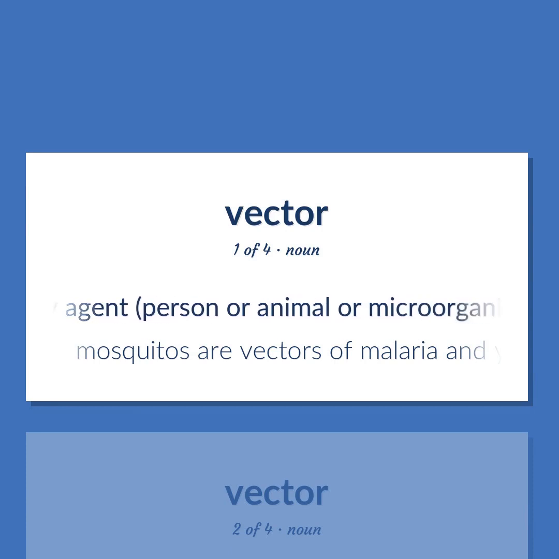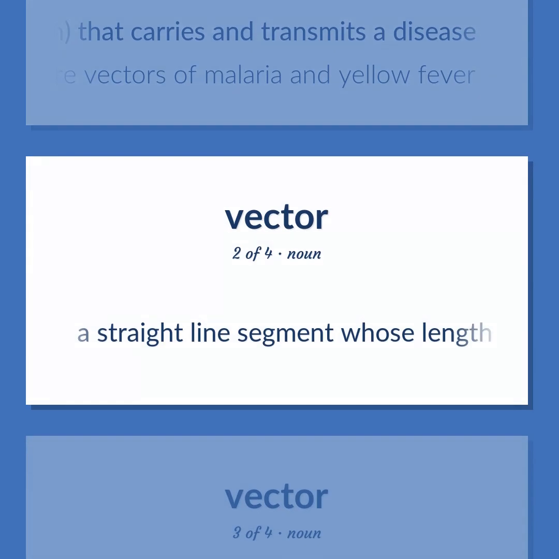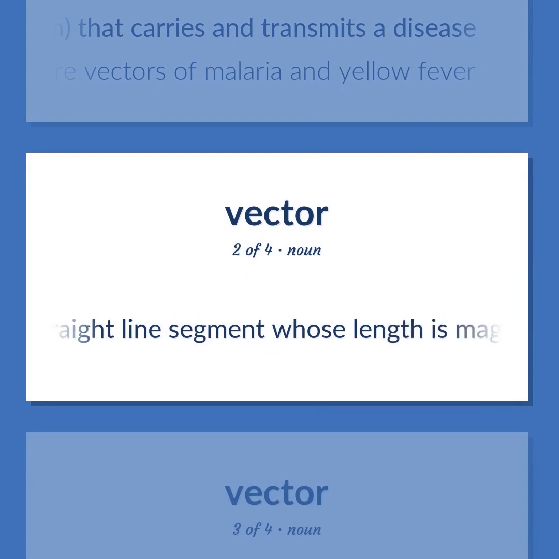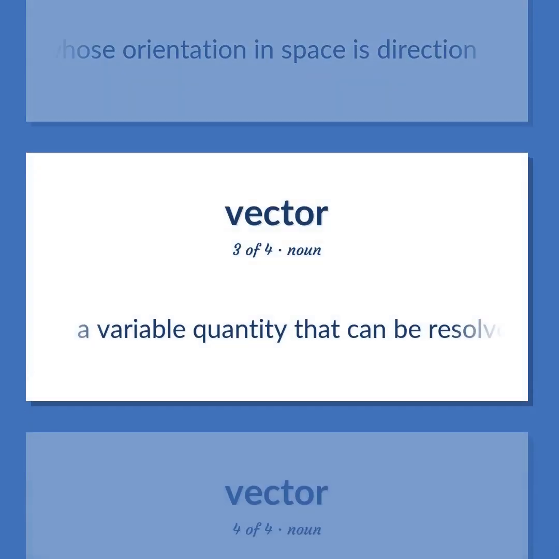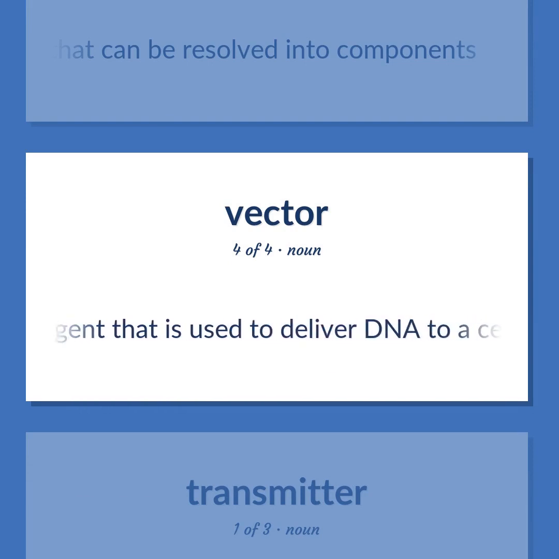Any agent, person or animal or microorganism that carries and transmits a disease. Mosquitoes are vectors of malaria and yellow fever. A straight line segment whose length is magnitude and whose orientation in space is direction. A variable quantity that can be resolved into components. Genetics. A virus or other agent that is used to deliver DNA to a cell.